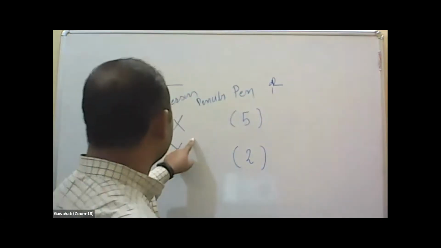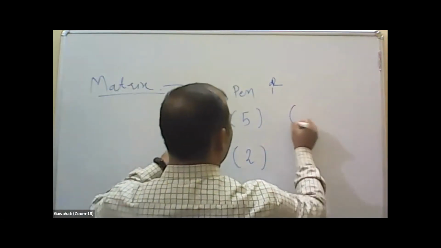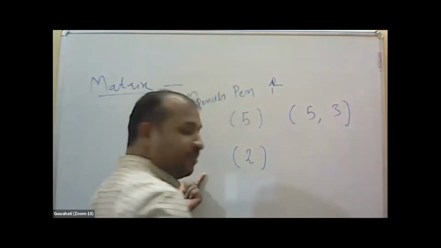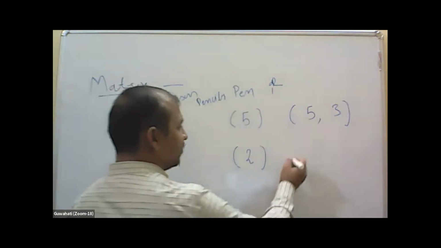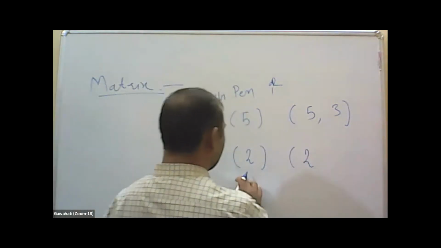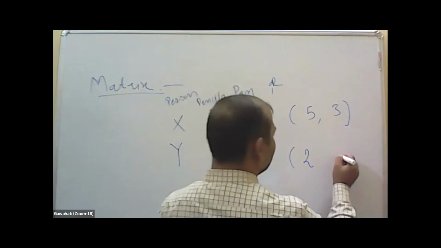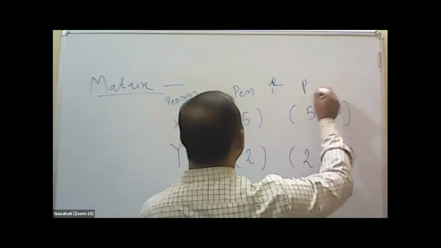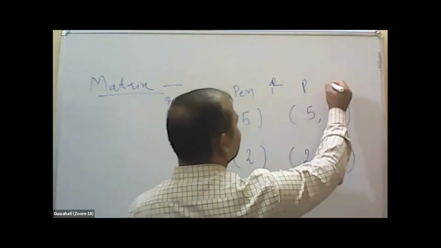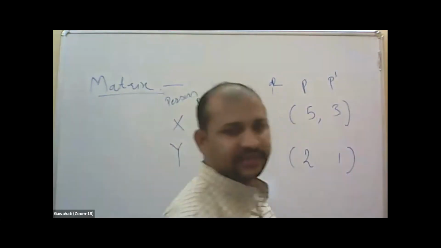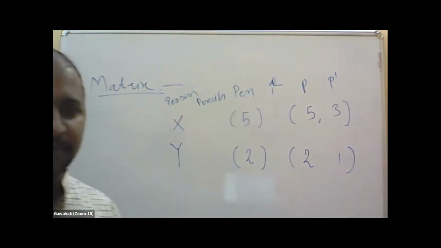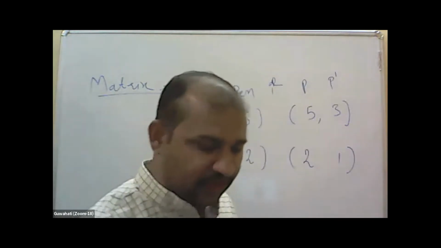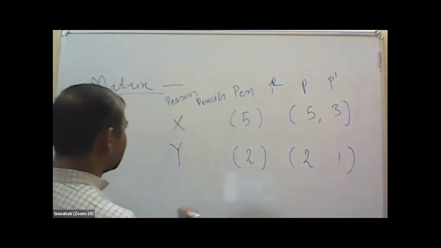Suppose person X has 5 pens and 3 pencils. Person Y has 2 pens and 1 pencil, right? So the first indicates pens and the second indicates pencils. Say I will write P dash. Pens and pencils. So this information I am writing in the form of a table, right?